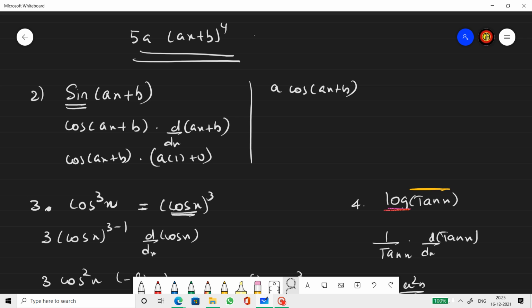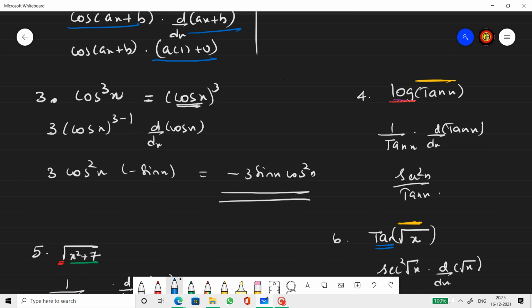Next one, sine of ax plus b. This is formed by composition of two functions, sine x and ax plus b, where the x of sine x is occupied by ax plus b. So the main function is sine x. First we differentiate sine x. So differentiation of sine of ax plus b will be cos of ax plus b. Then we differentiate ax plus b, which will be a into 1 plus 0. So the final answer will be a cos of ax plus b.